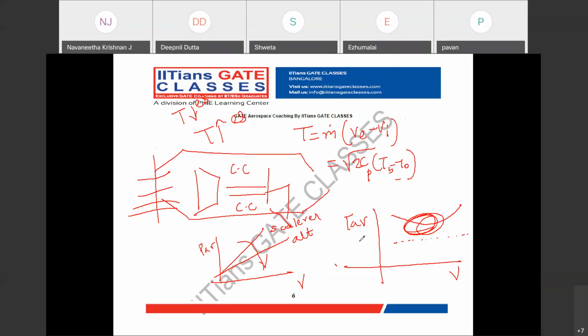But this only happens when it is in the troposphere, because in the troposphere, as altitude increases, temperature decreases. But in the stratosphere, temperature remains constant, and only density decreases. Thereby, thrust available keeps on decreasing. Is that clear? Any doubt, you can stop at that point and ask your doubts.